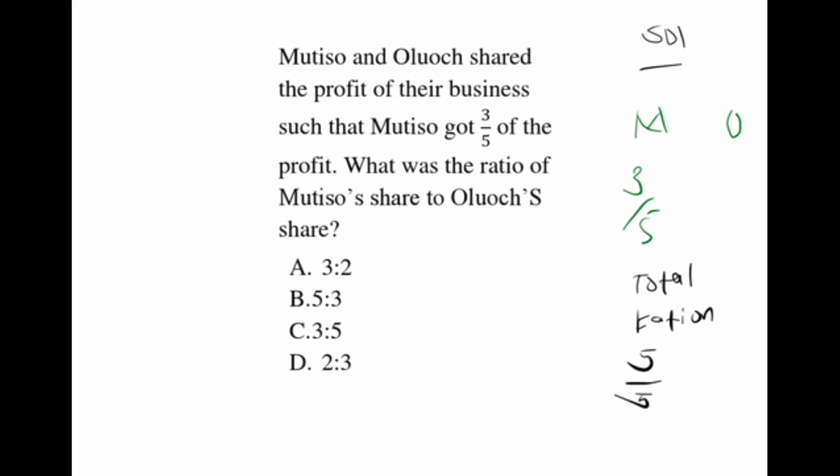Then we are asked what was the ratio of Mutiso's share to Oluoch's share. This is 5/5 minus 3/5. To get the Oluoch's share, 5 minus 3, that is 2/5. So Oluoch's share is 2/5. Then we are asked to give the ratio of Mutiso's share to Oluoch's share, which is 3:2. Therefore, our correct choice is A.